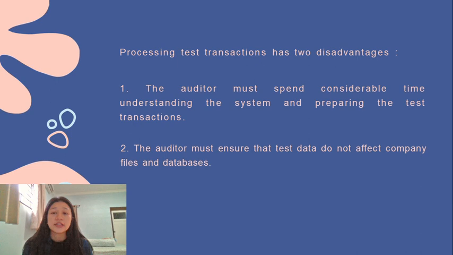Processing test transactions has two disadvantages. The first, the auditor must spend considerable time understanding the system and preparing the test transactions. The second, the auditor must ensure that the test data do not affect company files and database. However, a separate run removes some of the authenticity obtained from processing test data with regular transactions, because the reversal procedures may reveal the existence and nature of the auditor's test to key personnel. It can be less effective than a concealed test.